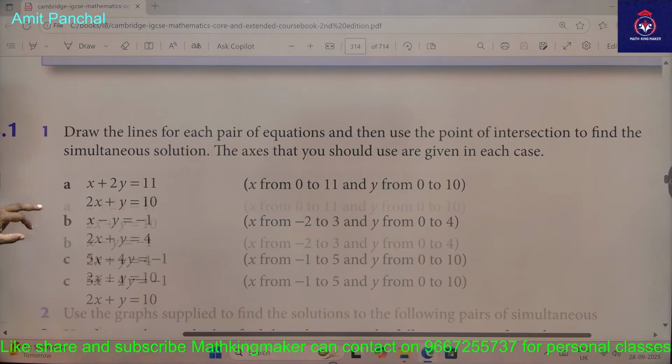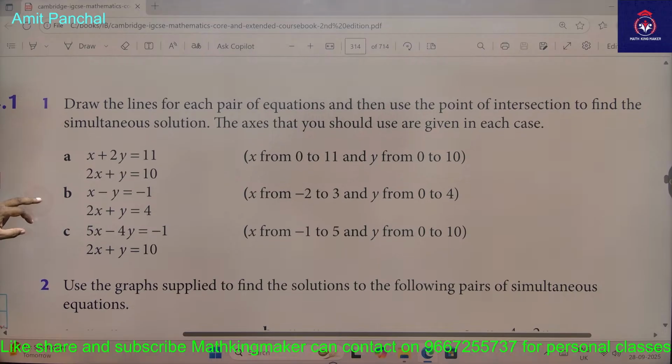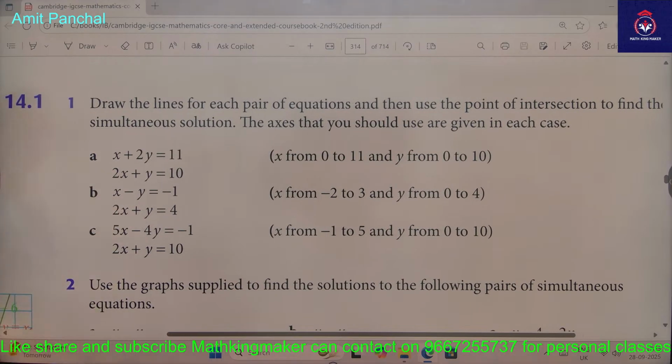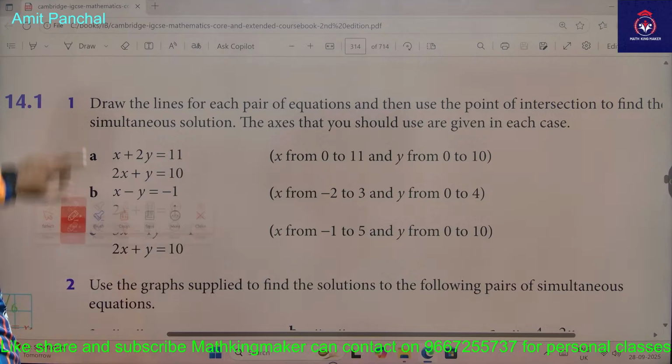Okay, now just try to do the first one, or you do that C part. Just do the C part. First C.